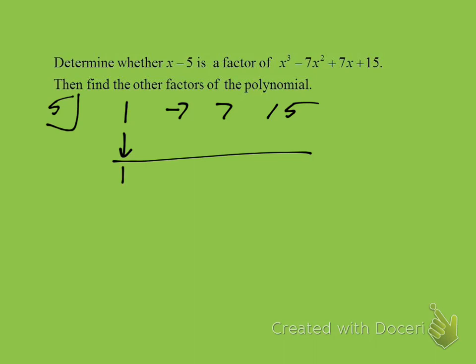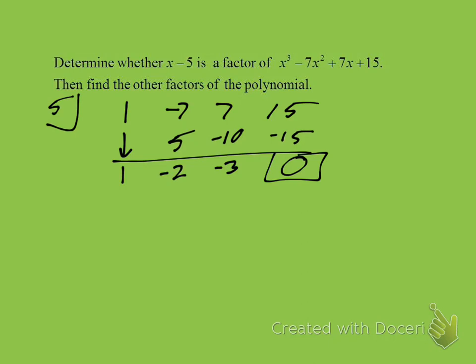We bring down the 1. 1 times 5, 5. Negative 7 plus 5, negative 2. Negative 2 times 5, negative 10. 7 minus 10, negative 3. Negative 3 times 5, negative 15. Plus 15, 0. Your remainder is 0.